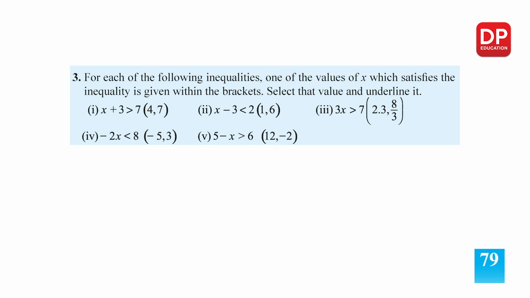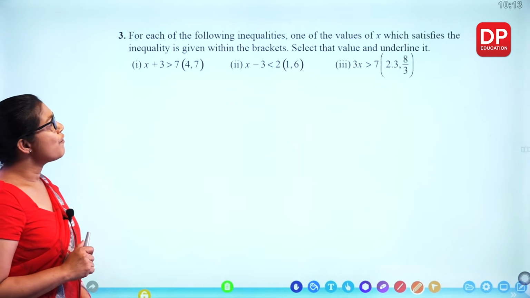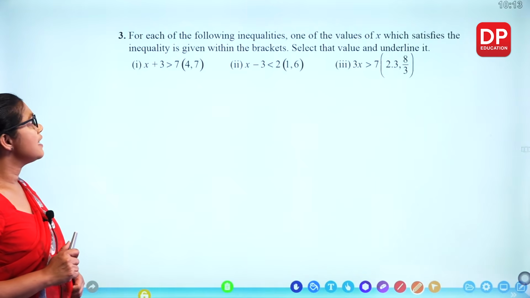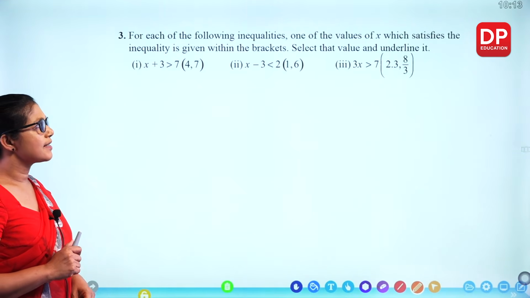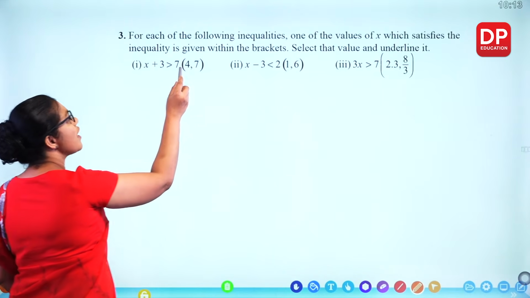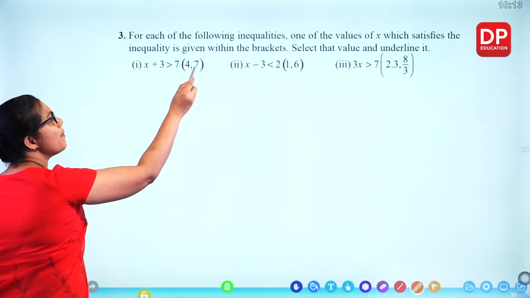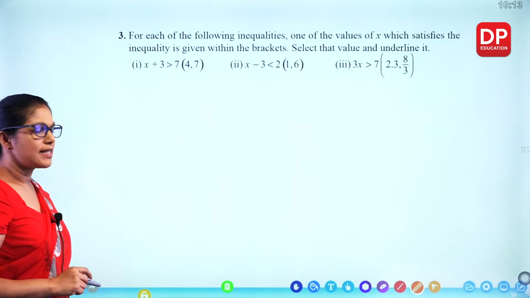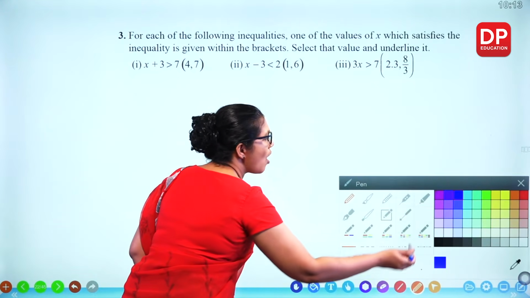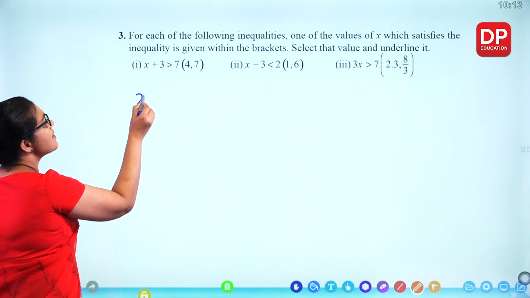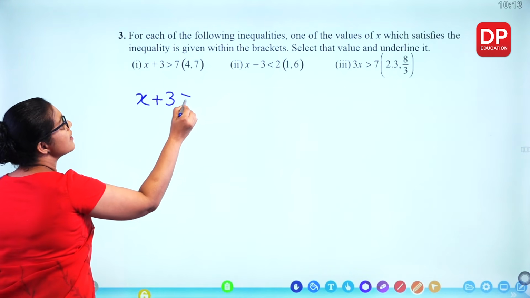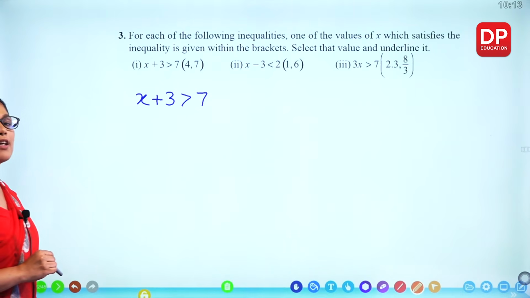Question number 3. For each of the following inequalities, one of the values of x which satisfy the inequality is given within the bracket. Select that value and underline it. So we need to check which one is suitable for this inequality. So we'll first solve this and see what's the solution.